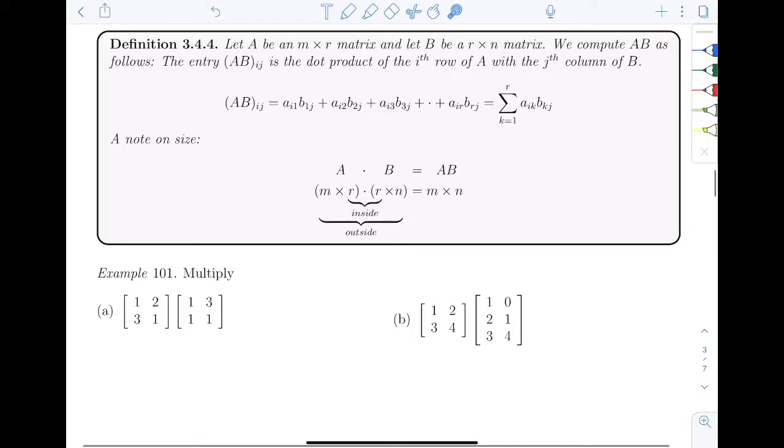Let me make a comment about size first. So these two things have to match up so that when we take the dot product of the column and the row, we end up being able to do it. And then the M and the N out here actually end up being the resulting size. Okay, so an M by R times an R by N ends up being an M by N matrix. So make sure the insides match, and then the outsides are what the size of the result's going to be.